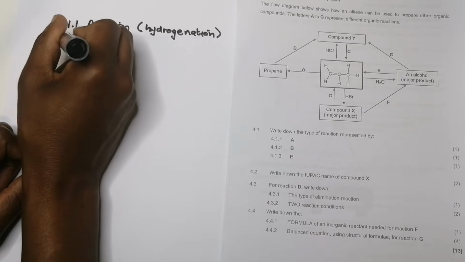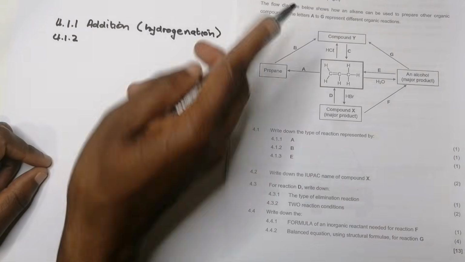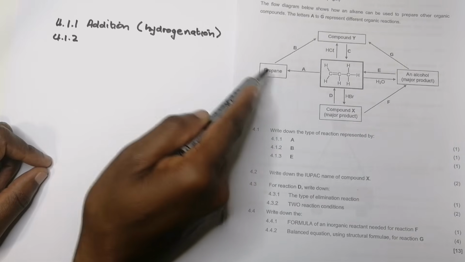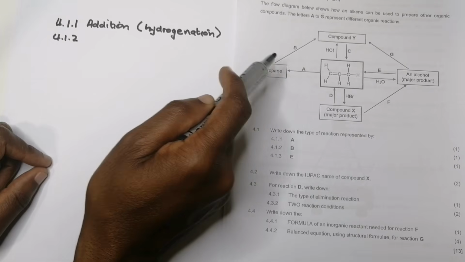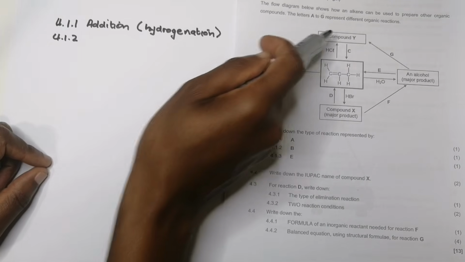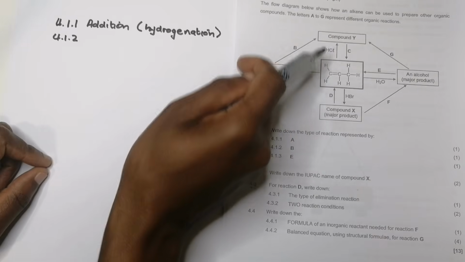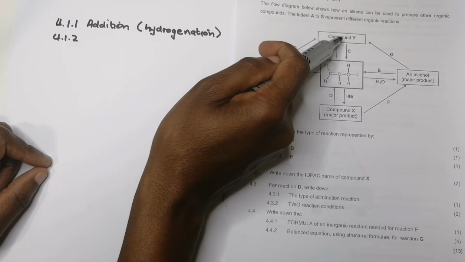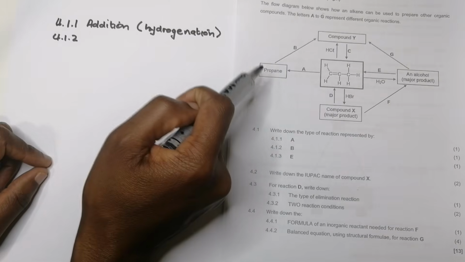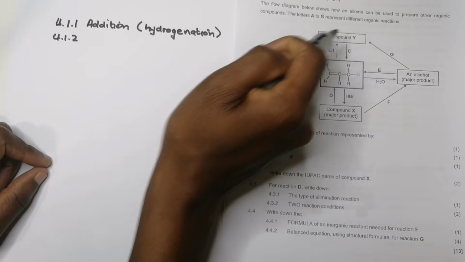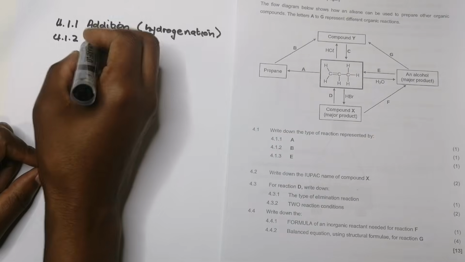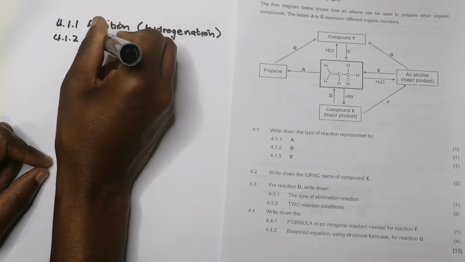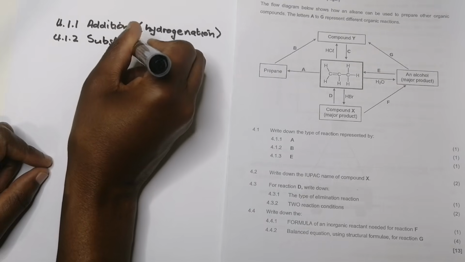Right, let's go for the second one. B. So what type of reaction is B? We are going from a saturated hydrocarbon, and we are reacting it with a halogen. Remember, we've got a haloalkane there because of that reaction, so that tells us compound Y should be a haloalkane. To go from an alkane to a haloalkane, it would be a substitution reaction. So in this case this would be substitution.